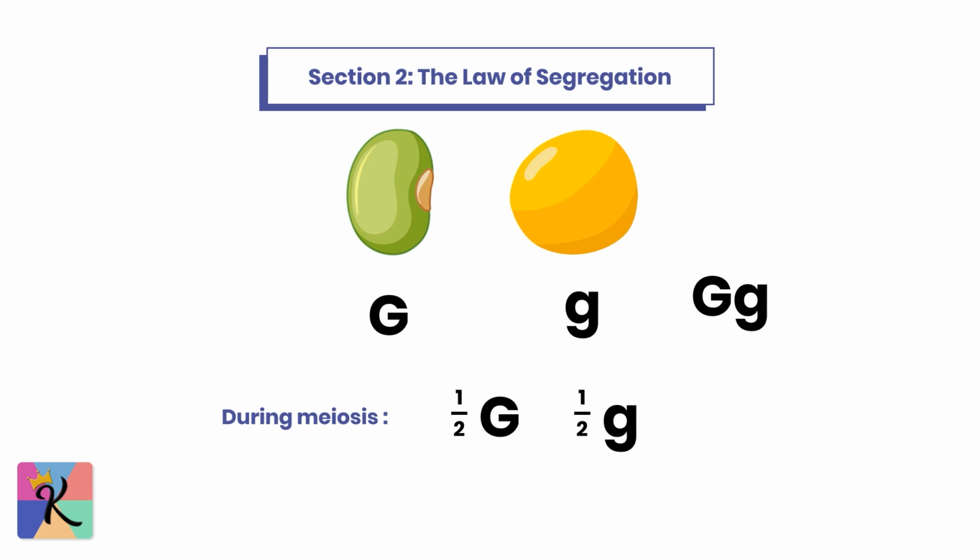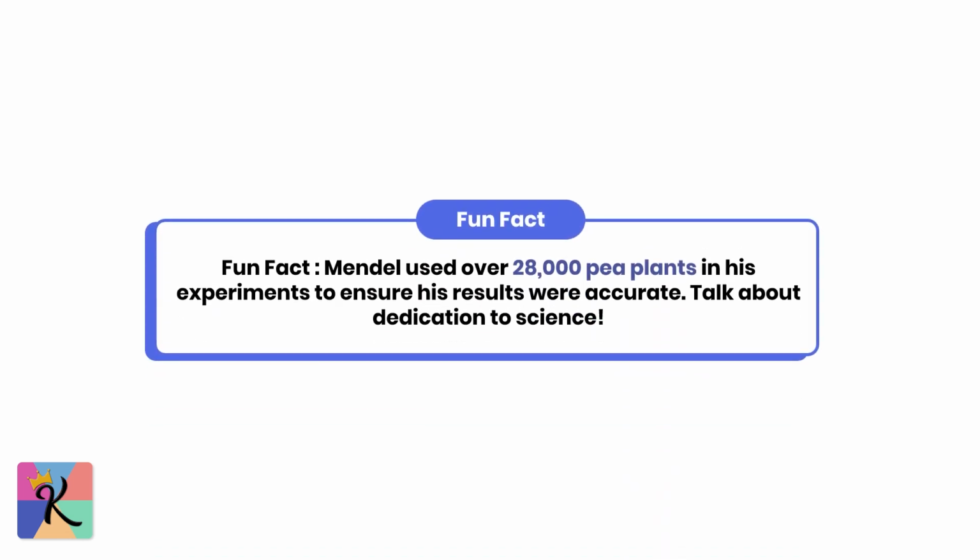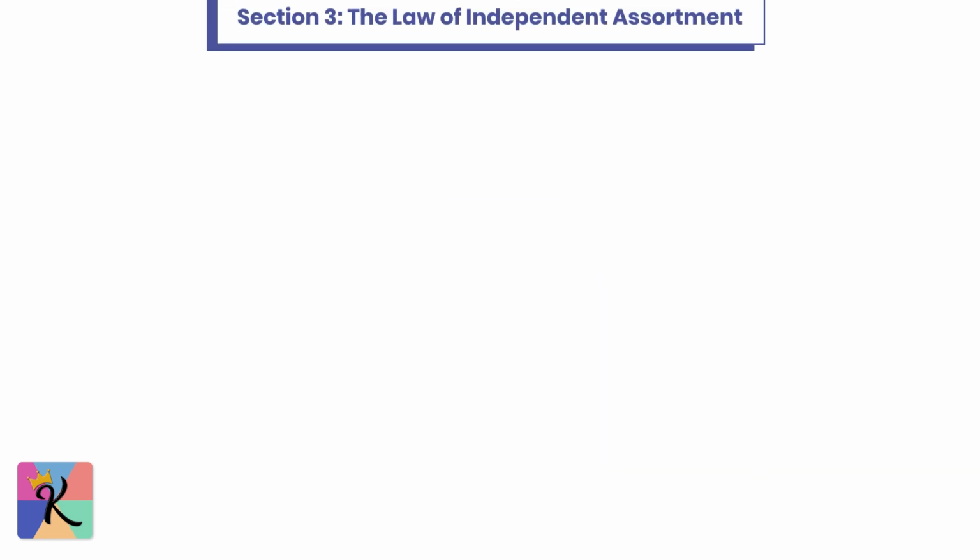Fun fact, Mendel used over 28,000 pea plants in his experiments to ensure his results were accurate. Talk about dedication to science.